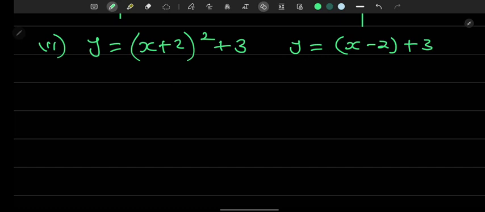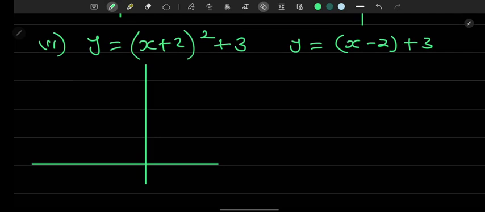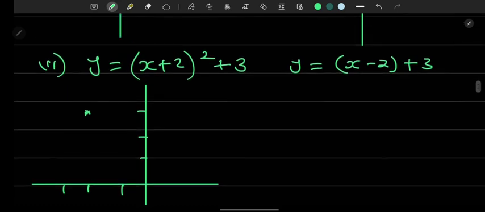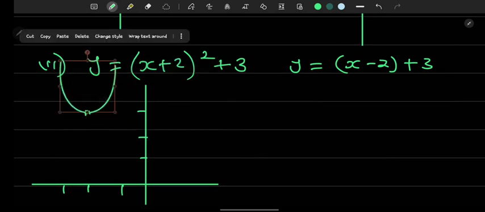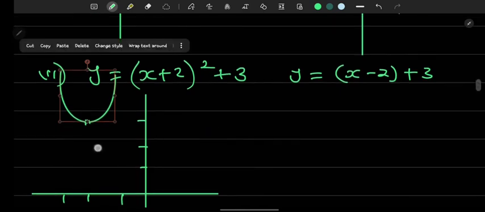Okay, so to obtain this, we are going to have something like this. Let's call this minus 1, minus 2, minus 3, and here we have 1, 2, 3. Now since this is plus 2, don't forget I told you that this will move 2 units to the left. So this is 2, then 3 units above, that means the graph must be here. Which implies that the vertex of that given function is at minus 2, 3, and here is the graph of that function.